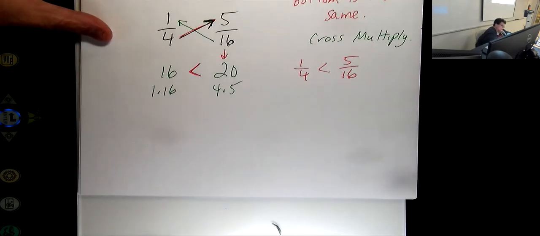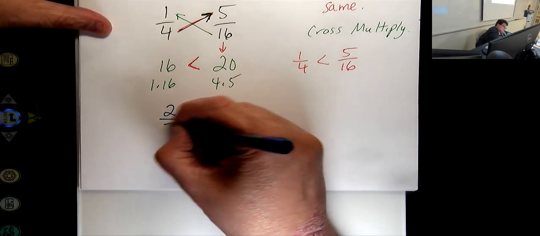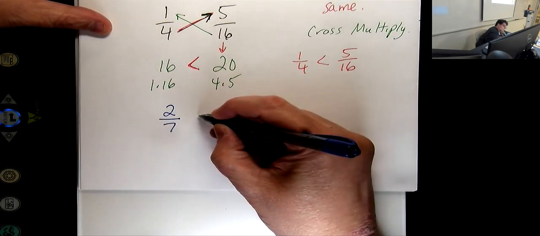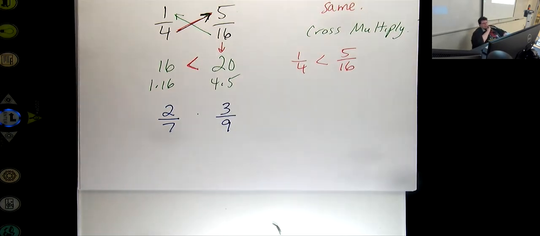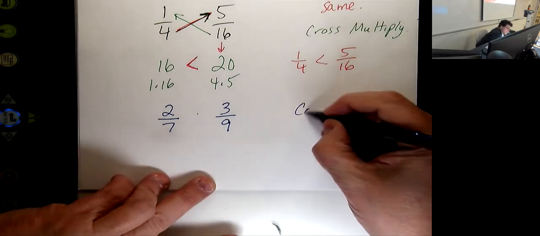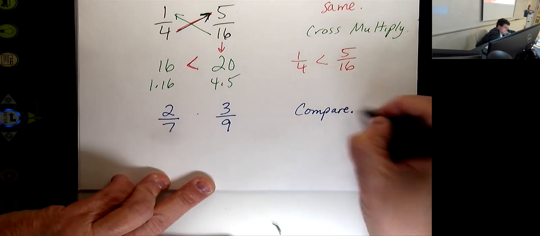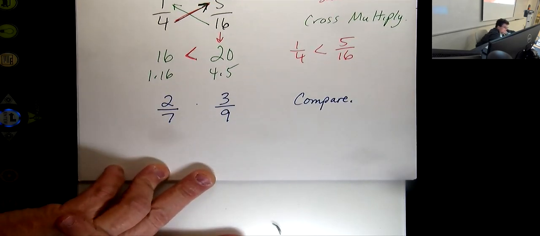So let me give you guys one to check. I'm deliberately using 3/9 because you want to check which one's bigger. Compare these. Shouldn't use bigger numbers. What? Why?